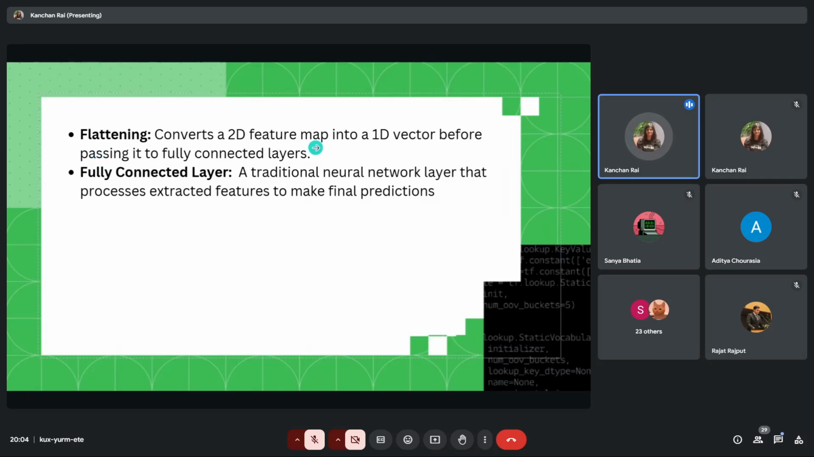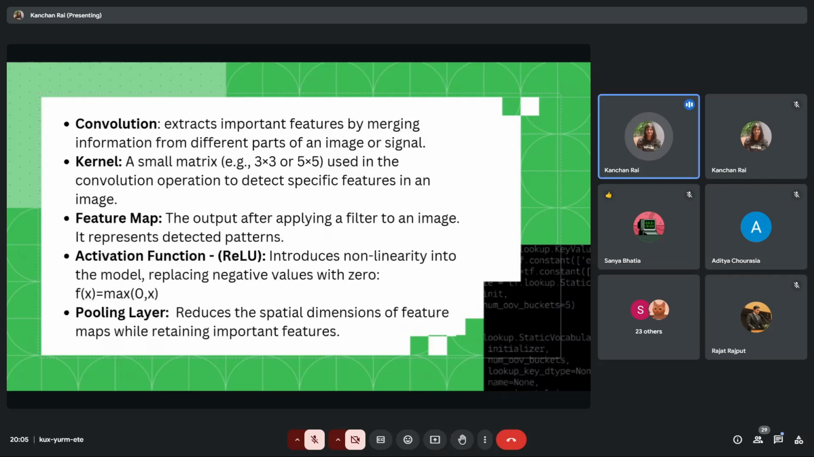Next step is flattening. You convert your 2D feature map into a 1D vector before passing it to fully connected layers. Fully connected layers are similar to artificial neural networks. ठीक है? A traditional neural network layer that processes extracted features to make final prediction. अब इस final prediction के बाद you check it using sigmoid. जैसे पांडा है या नहीं उसके लिए you would use 0 to 1 वाला sigmoid. If it is closer to 1 means panda is there in the image. If it is closer or less than 0.5 means panda is not there in the image.